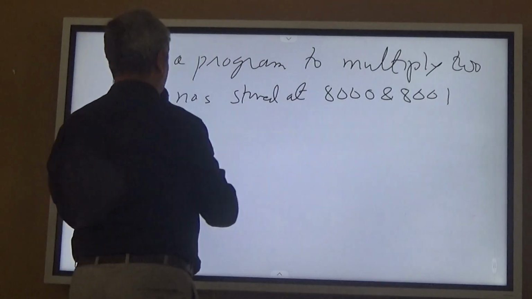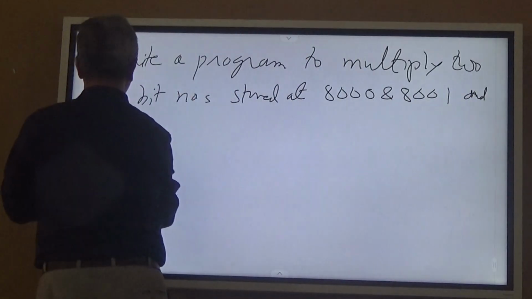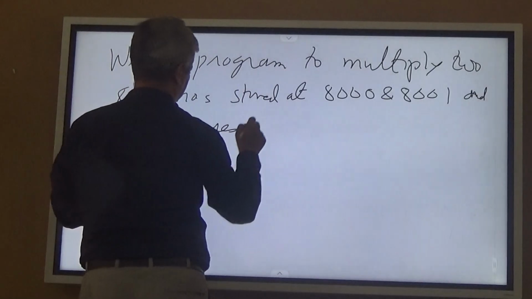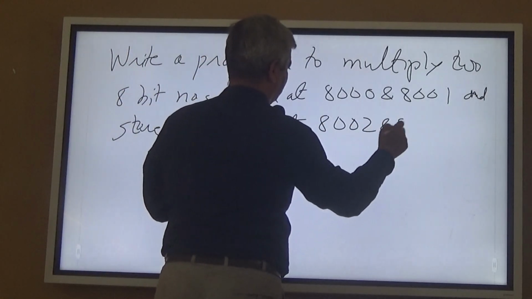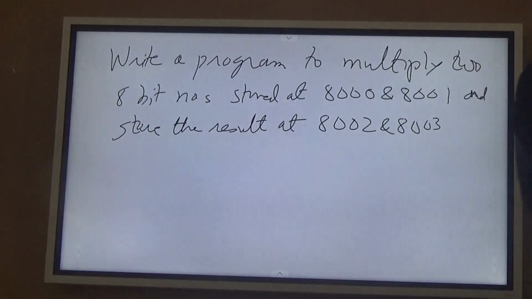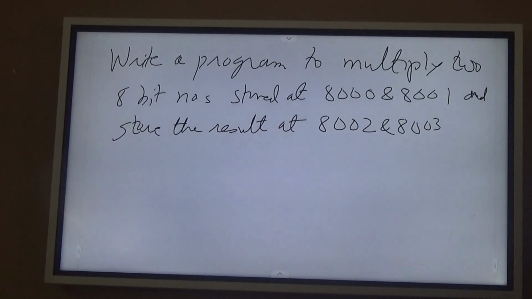And store the result at 8002 and 8003. Is it enough? That you can verify using FF into FF. What is the answer? FE01. FF into FF is FE01. So that tells that it is enough. So how will you proceed for that?